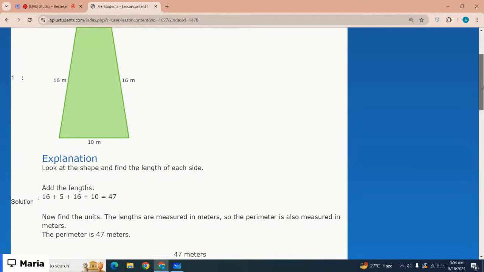So the perimeter is 47, right? That means whenever you need to calculate the perimeter, you need to add up all the side lengths of the given shape, right? Let's just start with the test questions.